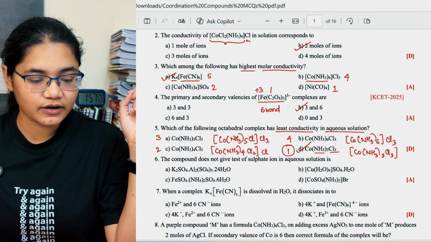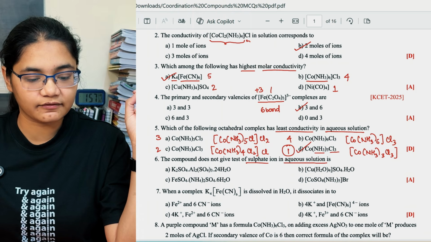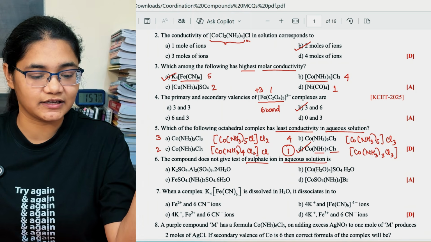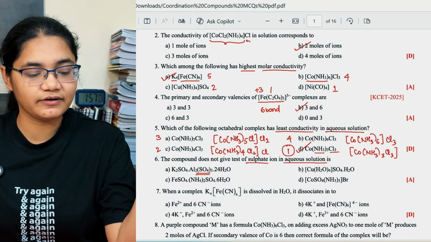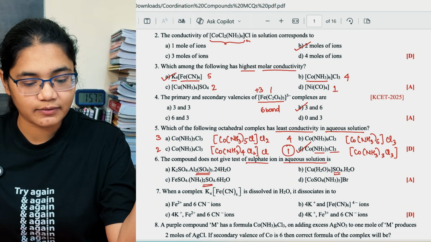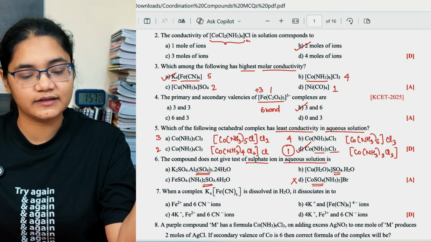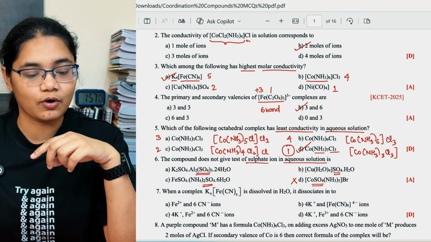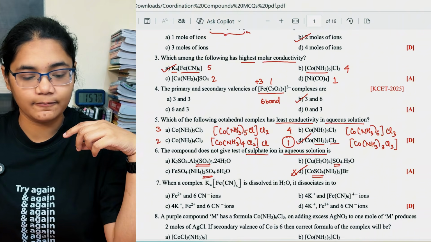Next, the compound that does not give the test of sulfate ion in aqueous solution is. Does not give test for sulfate ion. So you can see this one will give the test for sulfate ion, this will give the test for sulfate ion, this one will also give, but yes, this one will definitely not give the test for sulfate ion because it is inside the complex. So option number D here.